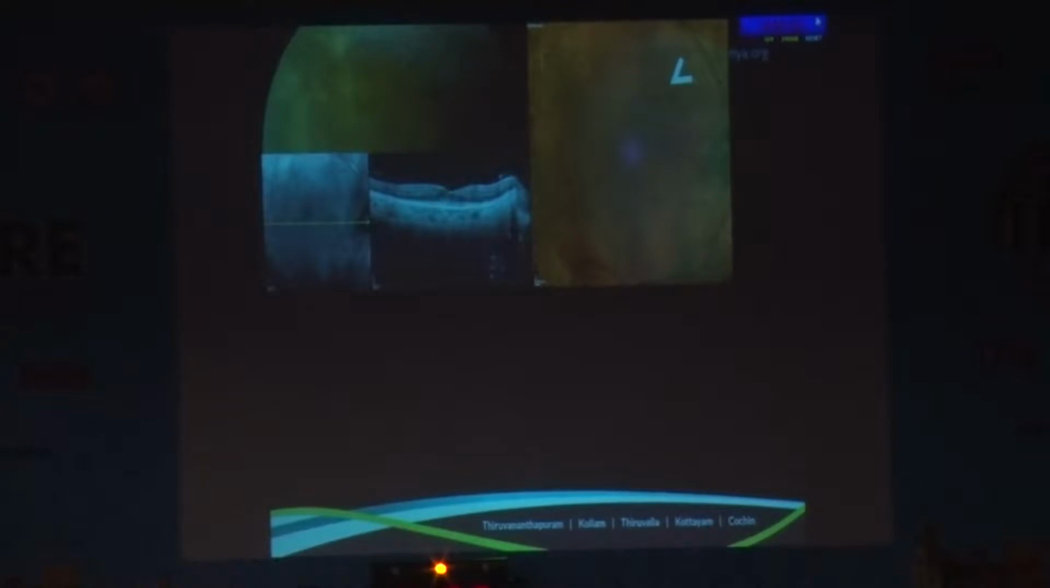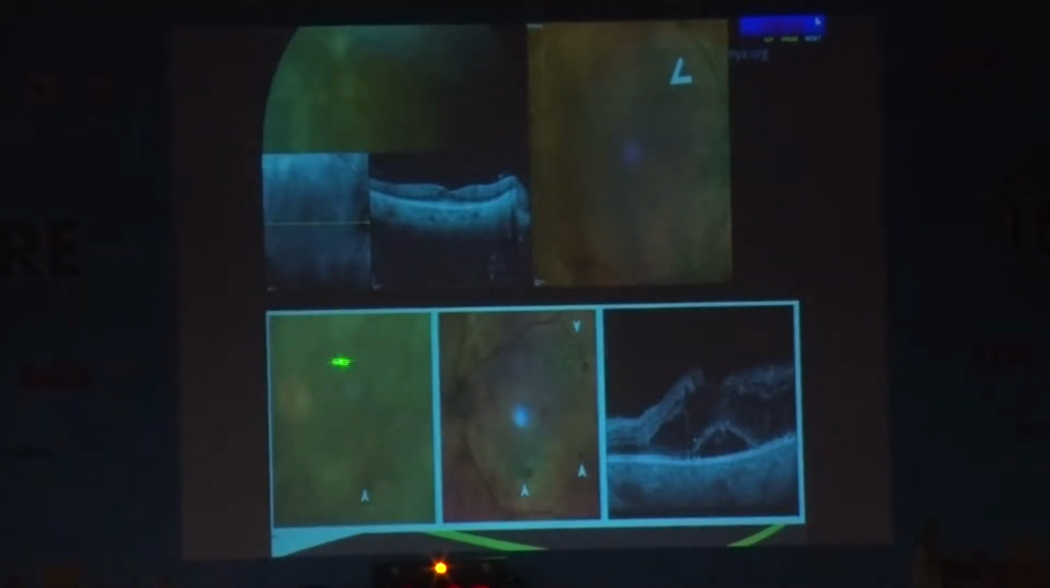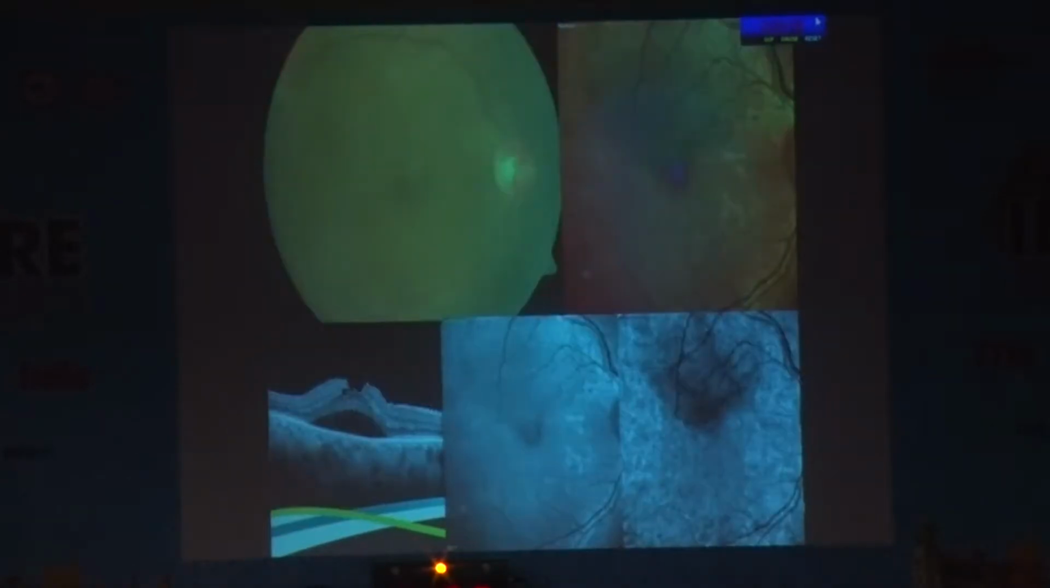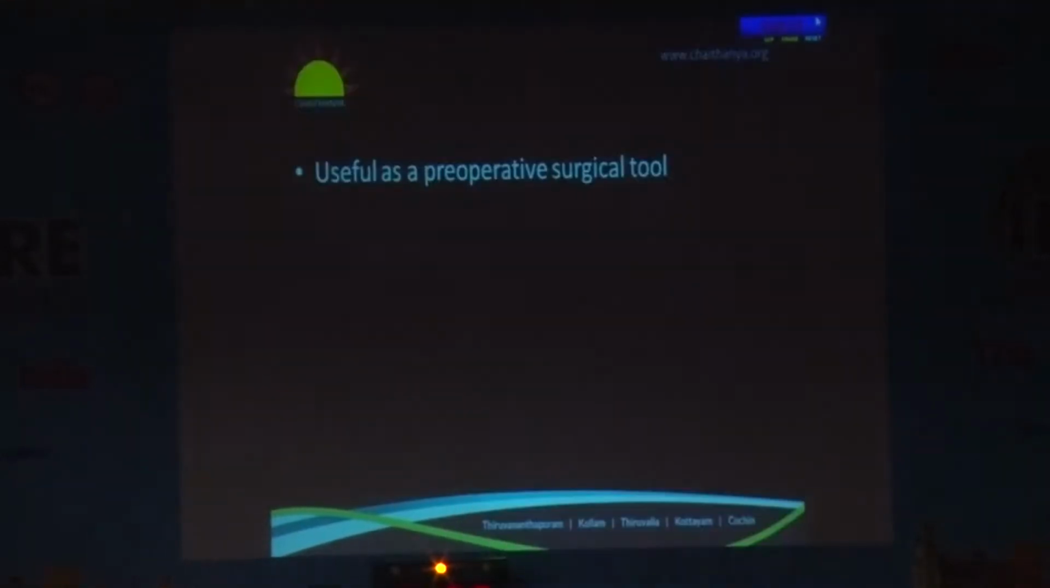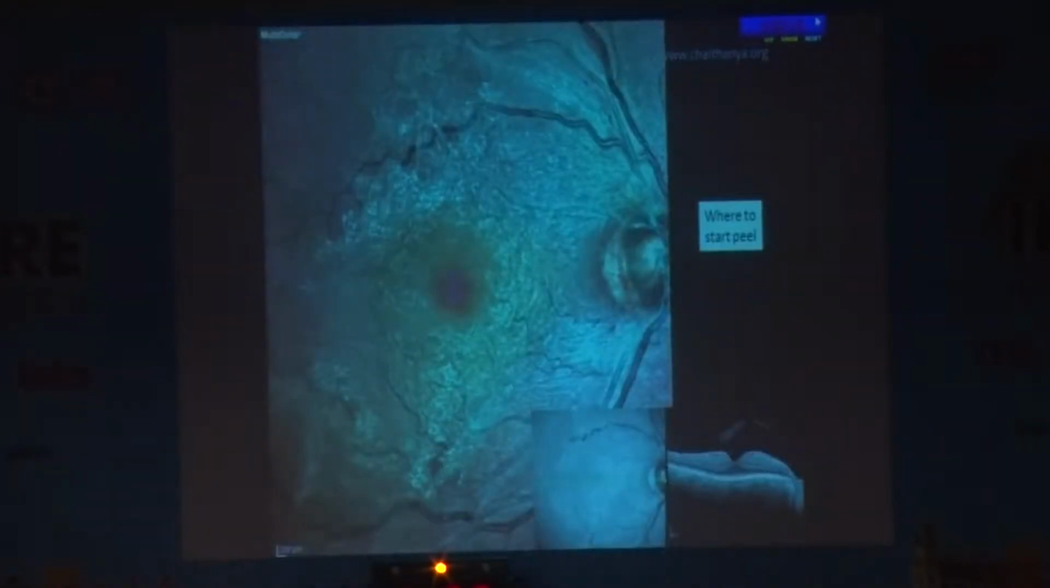This patient also had a CME, and there's another patient here, PDR, which could not be seen on clinical fundus photography. Again, a patient with cataract going for surgery. Multicolor showed this increased green reflectance, which corresponded to the fluid that was seen on the OCT. So it is also useful as a pre-operative tool.